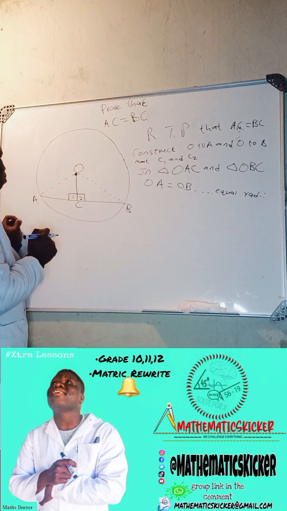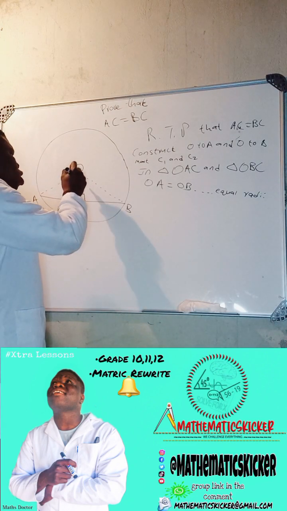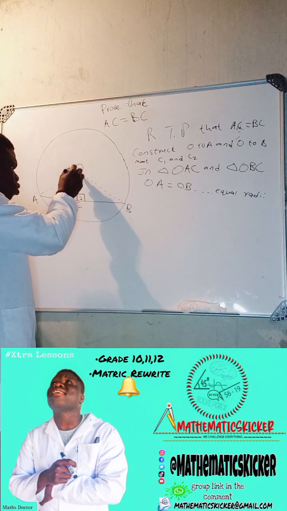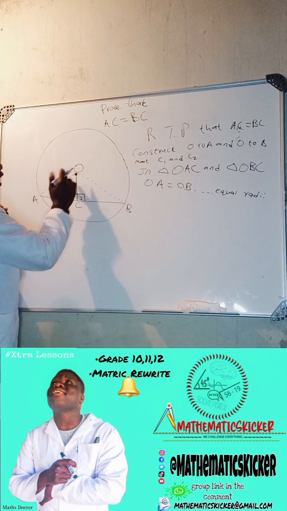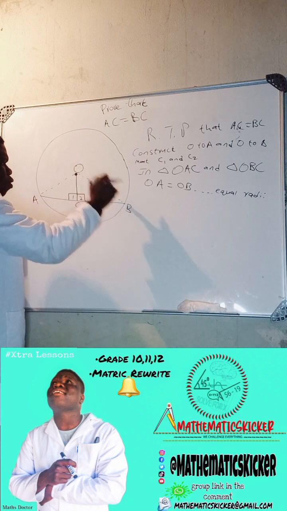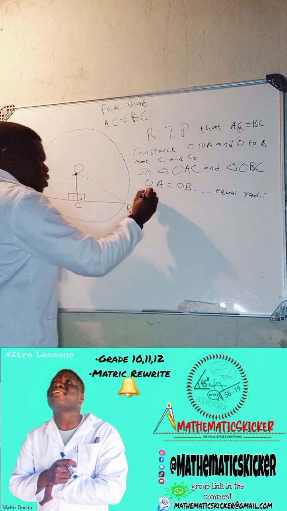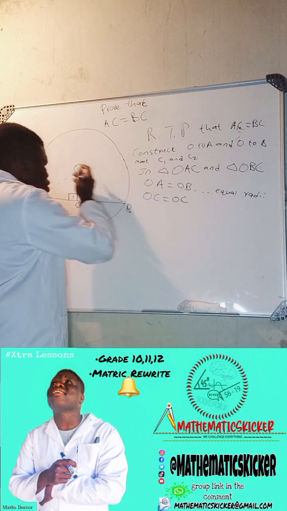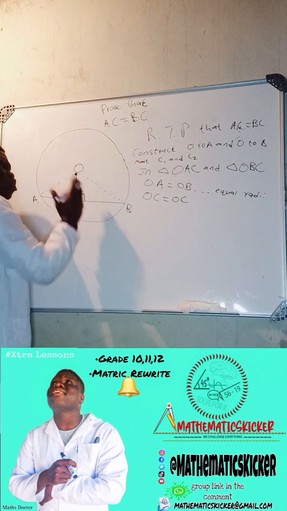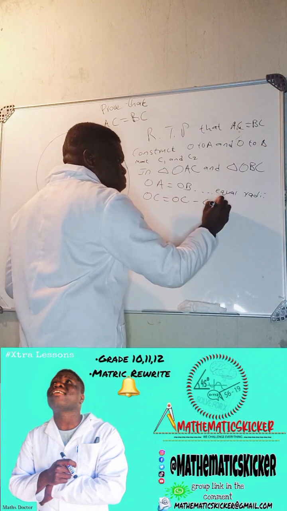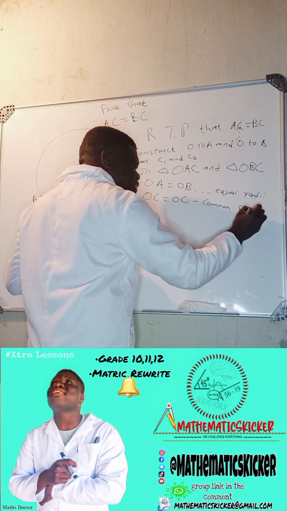And another thing, OC is equal to OC for both triangle OAC and triangle OBC. That is a common side. They share this side, it's common, right? You say common side.